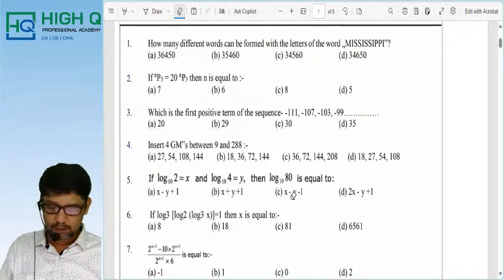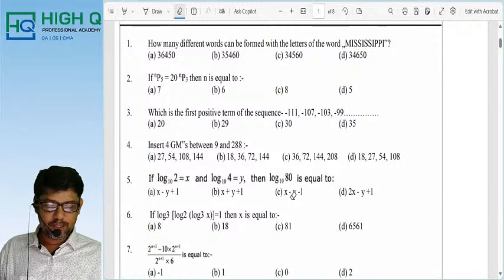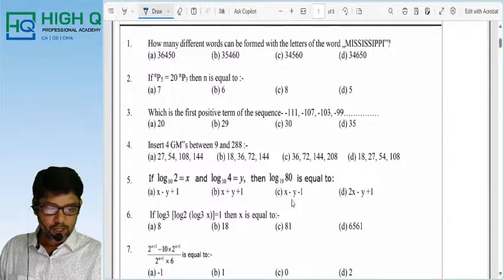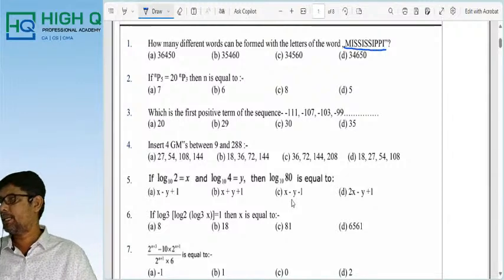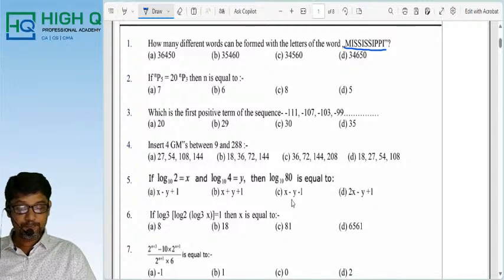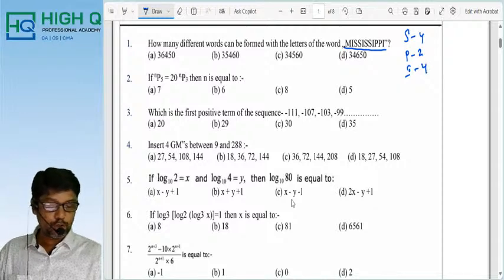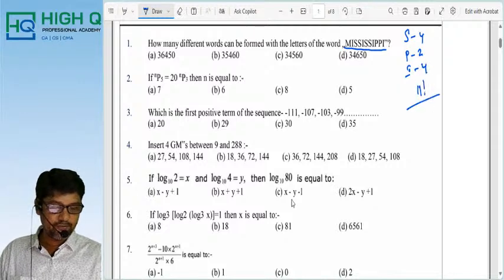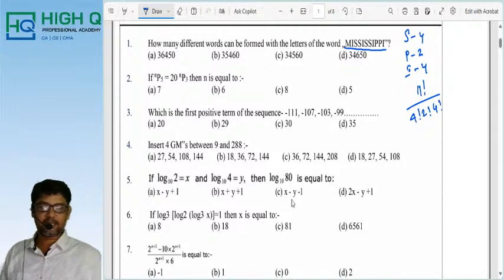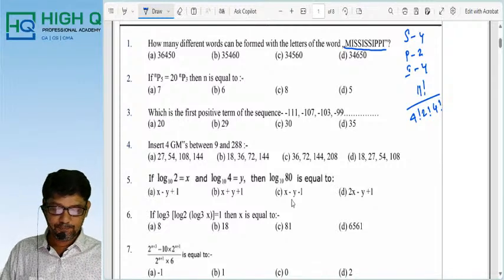Shall we start now? Question number 1. How many different words can be formed with the letters of the word Mississippi? Mississippi has repeated letters. Here S is repeated 4 times, P 2 times, I 4 times. Total there are 11 letters. So is it 11 factorial divided by 4 factorial, 2 factorial, 4 factorial? Can you give me the answer fast? I hope you are all ready with your calculators also.